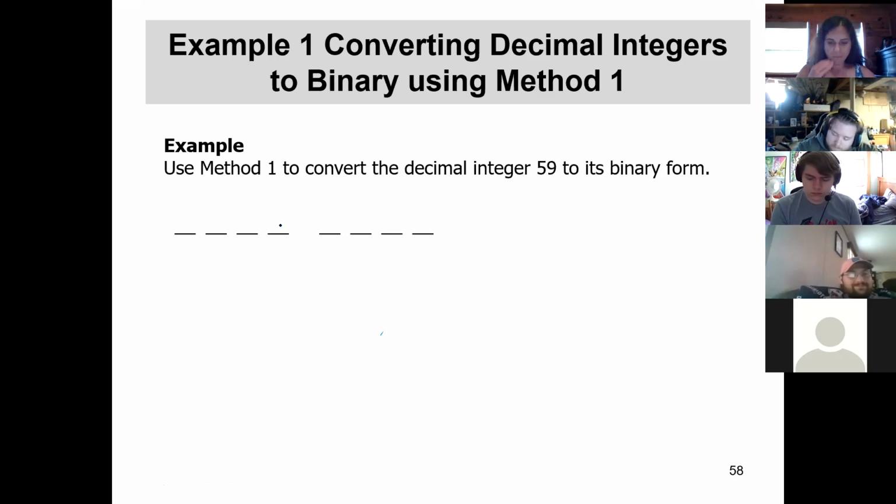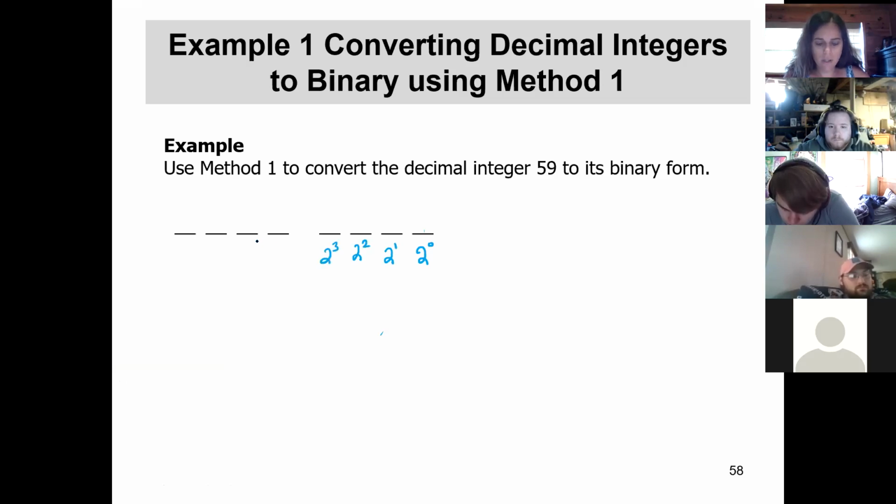Okay, so I'm going to label my powers of 2. So this position here would be 2 to the 0 power. This one would be 2 to the first, 2 to the second, 2 to the third, and we'll jump to the fourth, 2 to the fifth, 2 to the sixth, 2 to the seventh. Okay. Now, what are these numbers in decimal?